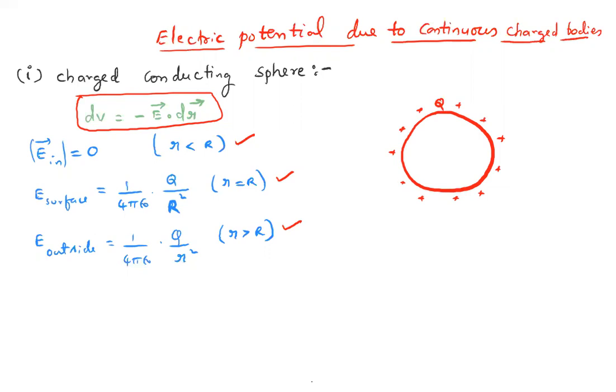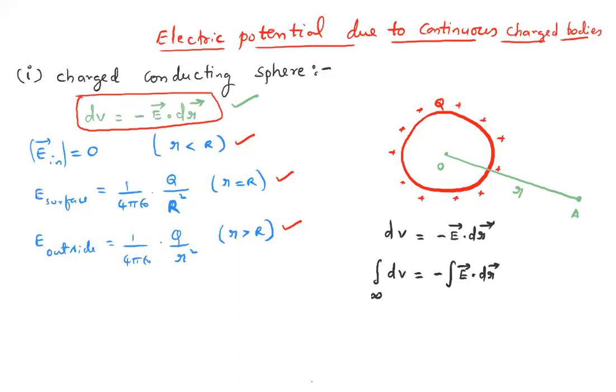To find it, I will consider some point randomly, call it A, and this is the center O, which is at a distance r, where I would like to find the potential at A. This is an outside point, that is, small r is greater than capital R. For that, we need to use this relation. I will take dV equal to minus E bar dot dr bar. That means take integration on both sides. Integral dV is equal to minus integral E bar dot dr bar.